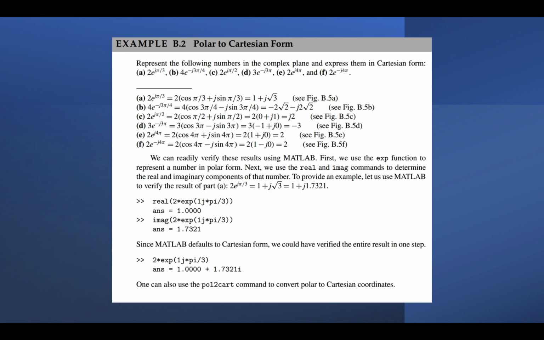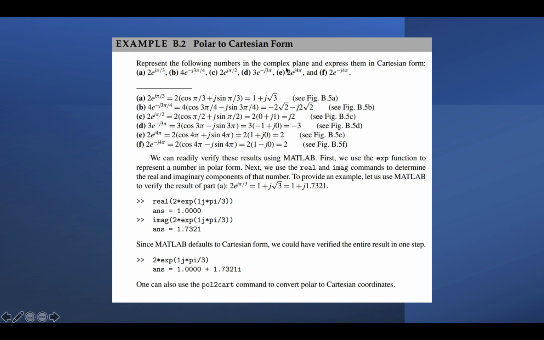So this is just an illustration of several examples where we have different complex numbers in polar form, and they're then represented in Cartesian form. So you can see how the cosine of theta plus j sine theta is plugged in with a specific angle. The sine and cosine are calculated. It's multiplied by the amplitude, and you end up getting a Cartesian form of a complex number.